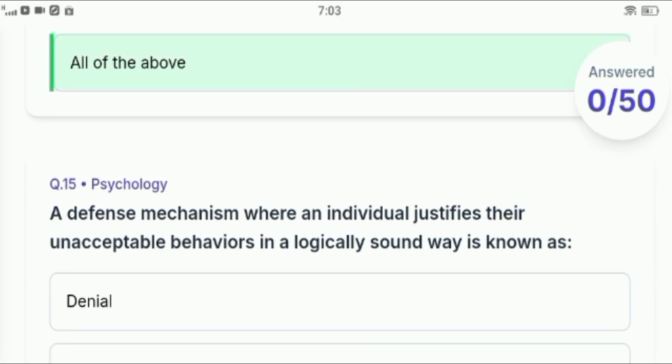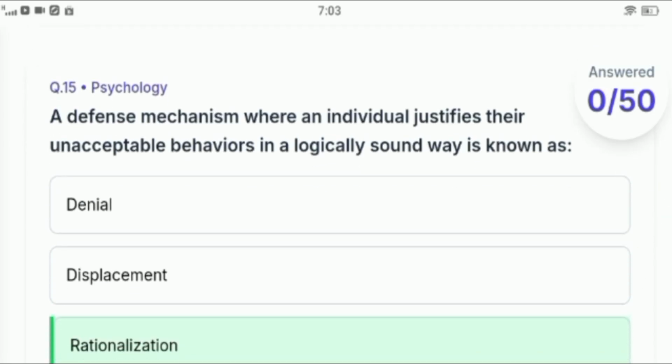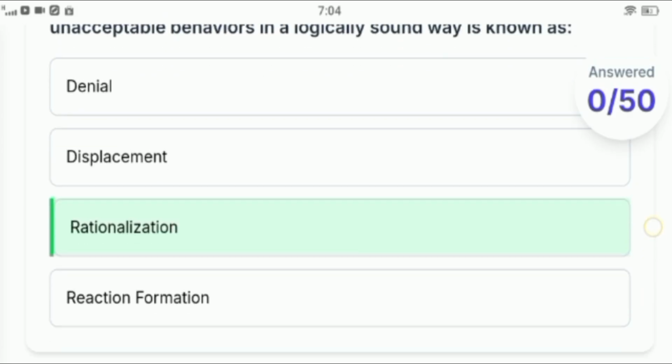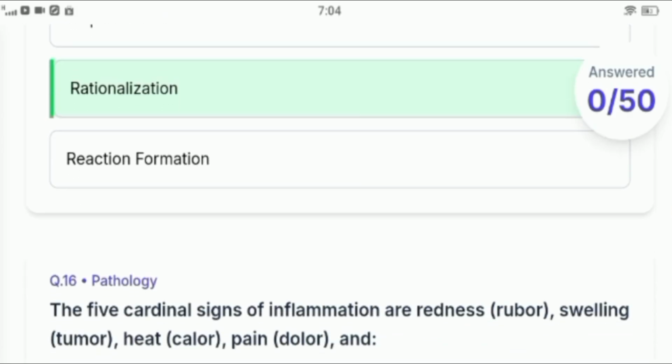15. Psychology. A defense mechanism where an individual justifies their unacceptable behaviors in a logically sound way is known as option A denial, B displacement, C rationalization, and D reaction formation. So the correct answer is rationalization.